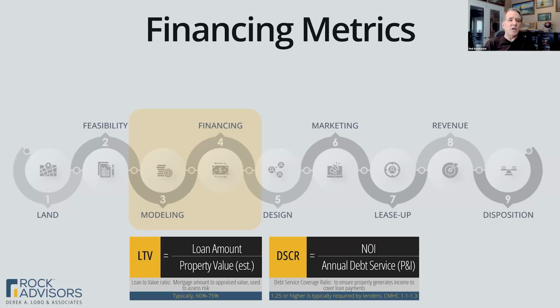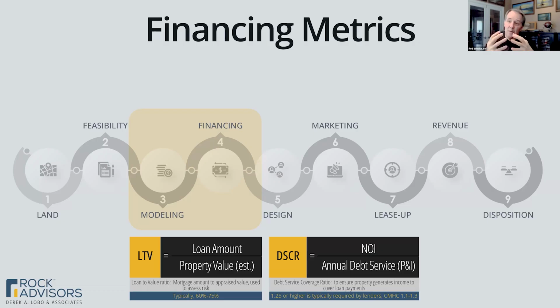Same thing with debt service coverage ratio. You'll hear DSCR used quite often. It's that NOI, that net operating income, divided by the annual debt service. So that's both principal and interest put together. And you see right here that this really just ensures a property has the ability to generate enough money to look after its debt, its payment of the loan. That's really the perspective of the lender. And 1.25 or higher is typically required by lenders.